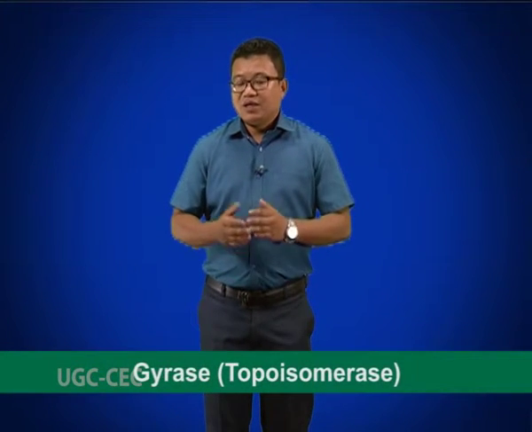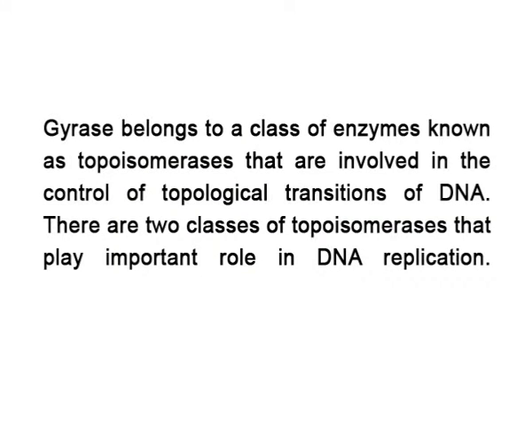An important enzyme, also known as gyrase or topoisomerase, is an important factor in prokaryotic DNA replication. DNA gyrase is an essential bacterial enzyme that catalyzes the ATP-dependent negative supercoiling of double-stranded closed circular DNA. Gyrase belongs to a class of enzymes known as topoisomerases that are involved in the control of topological transition of DNA. There are two classes of topoisomerases that play an important role in DNA replication.